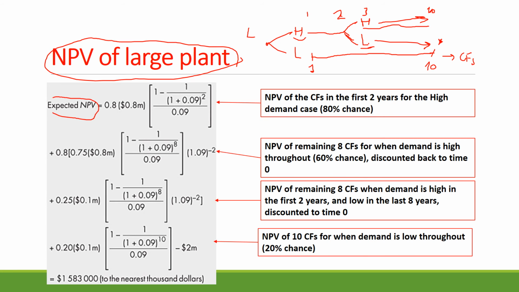So with the large plant, we can do the following. From the decision tree, we can calculate the value of these cash flows first. We then can calculate the values of these cash flows, and then we can calculate the values of these cash flows, right? So there are 4 calculations that we have to do in this exercise. Okay.